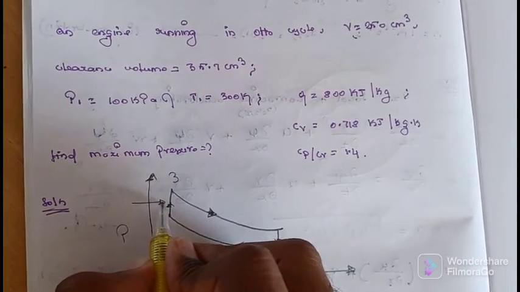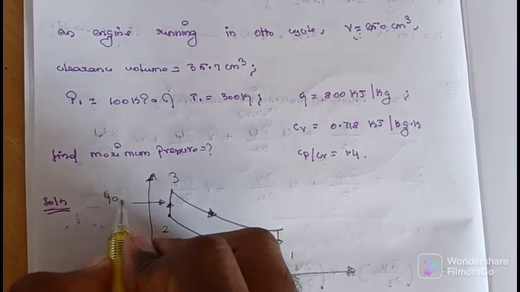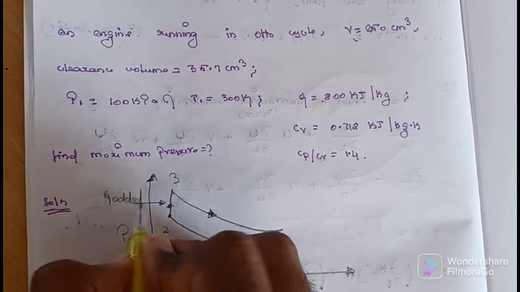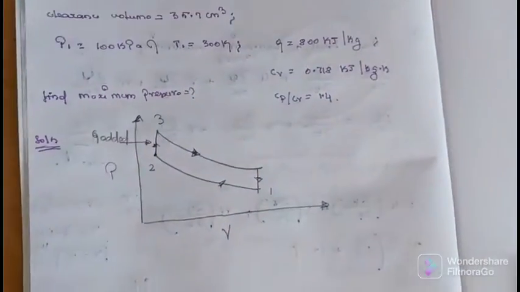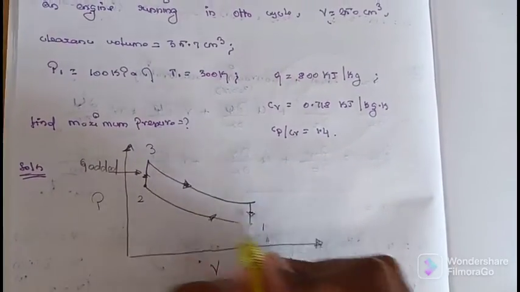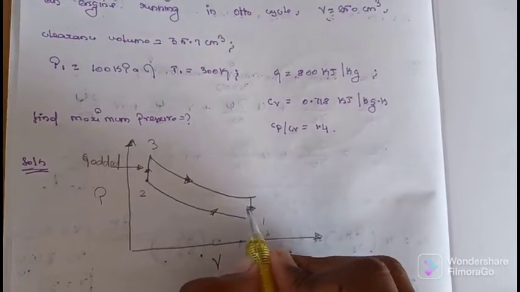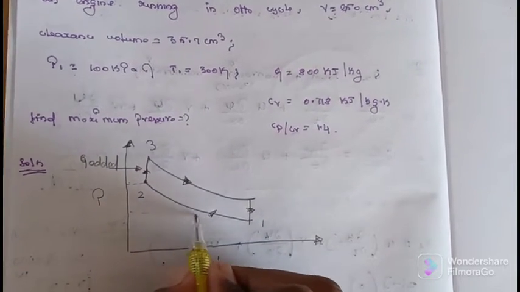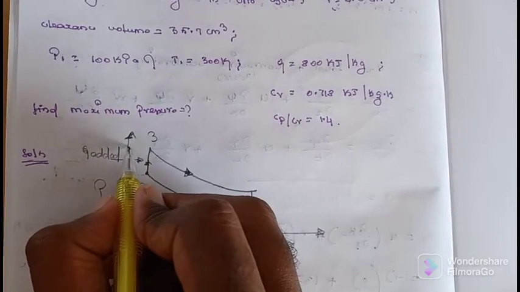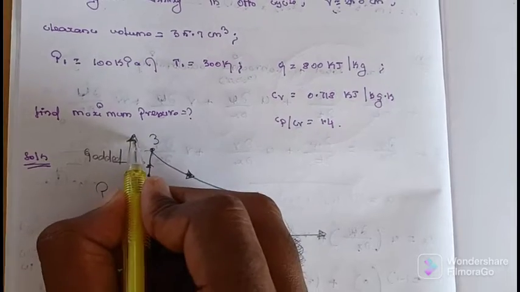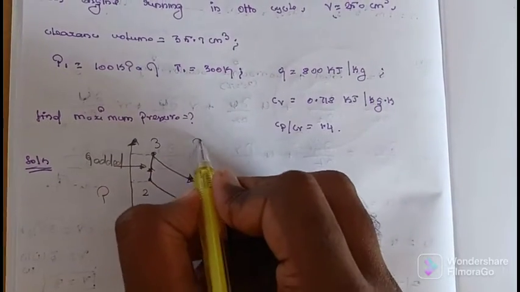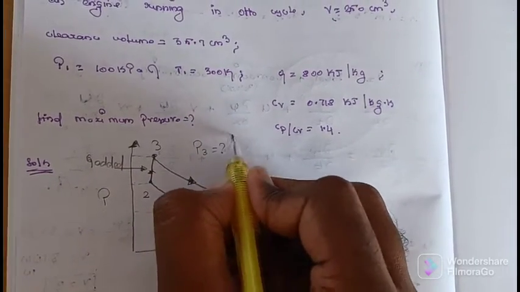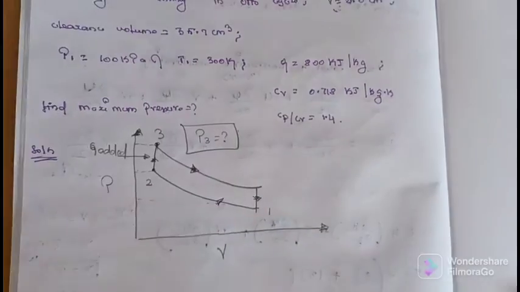Here heat is added, and that value is given as 800 kilojoule per kilogram. What they are asking is the maximum pressure. So we can see the pressure at point 2, the pressure at point 1 and the pressure at point 3. Here we can identify that the maximum pressure occurs at point 3. So the value of P3 is asked.